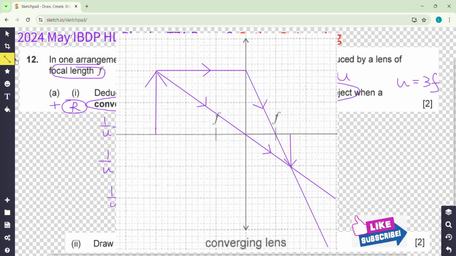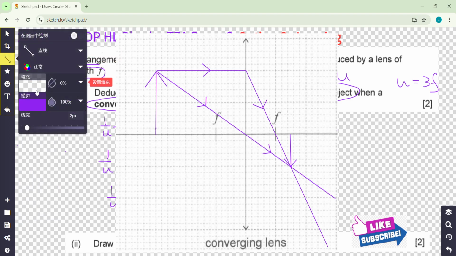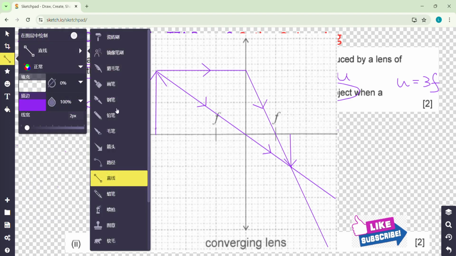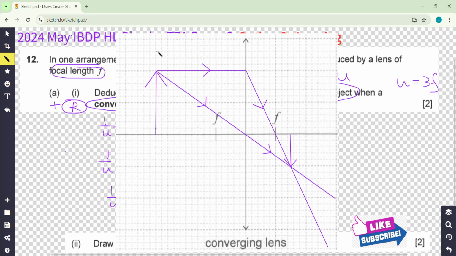And one more thing, really one more thing. You need to write down which one is the object and which one is the image, and maybe mark clearly that the object is at 3f. And you get the 2 marks again. Well done.